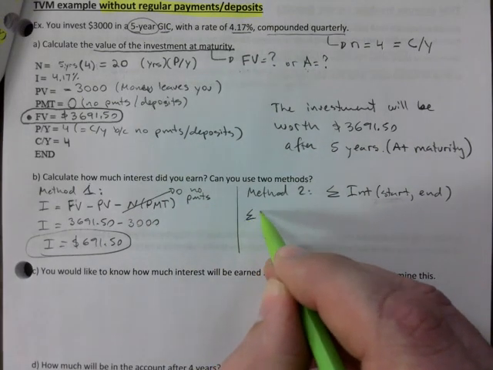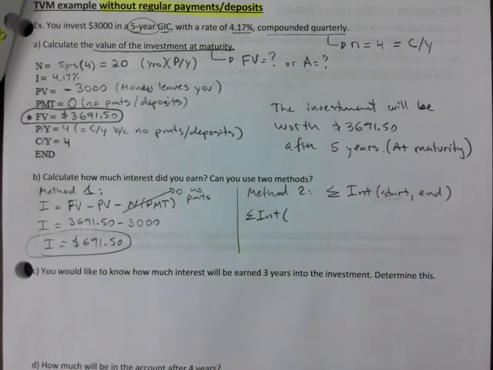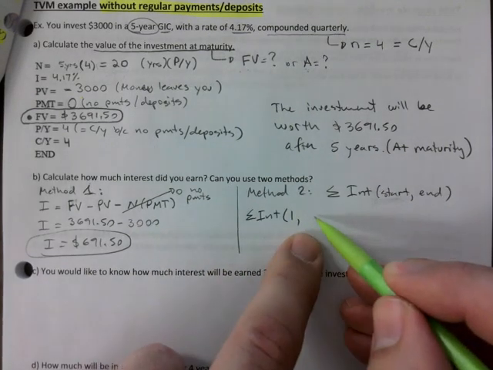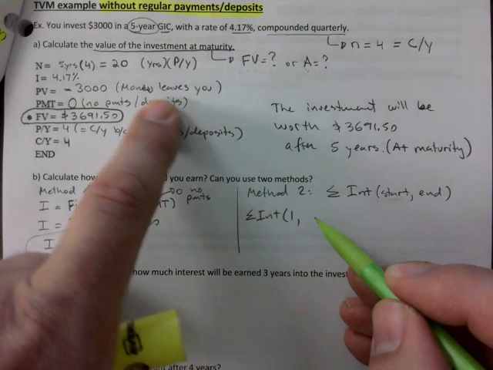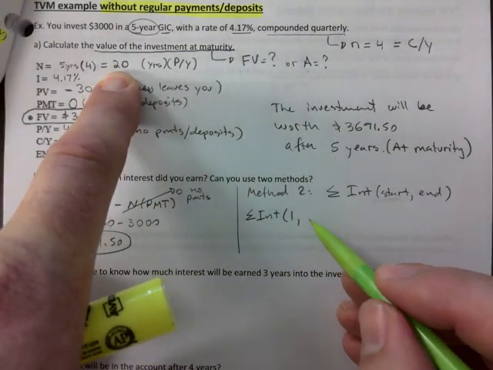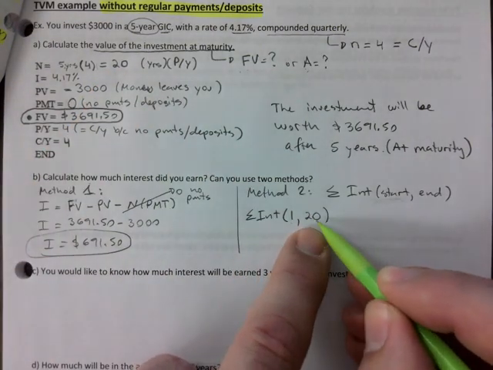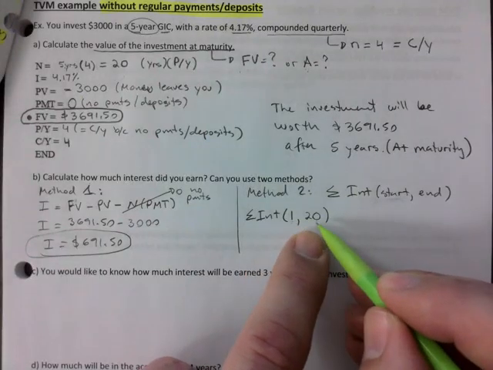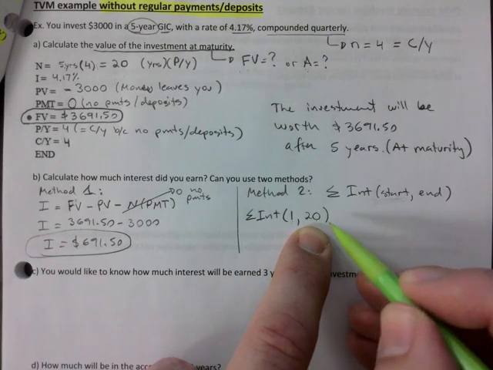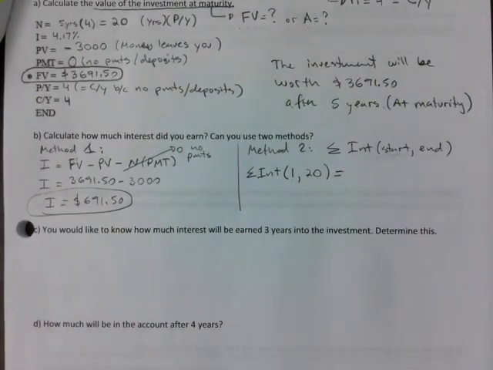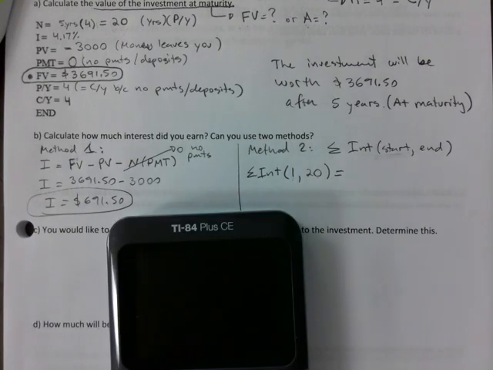So here's what you would do. If you want the interest earned over the entire maturity of 5 years, you would go 1, comma, what would go in here if you could guess? You go all the way up to 20, correct? So you would just put 20 in there. It's as simple as that. It's from 1 to 20, from the very beginning to the last compounding period, which is 20. And we're going to find out what that is. Hopefully it's 691.50, correct? Or else we're in trouble.